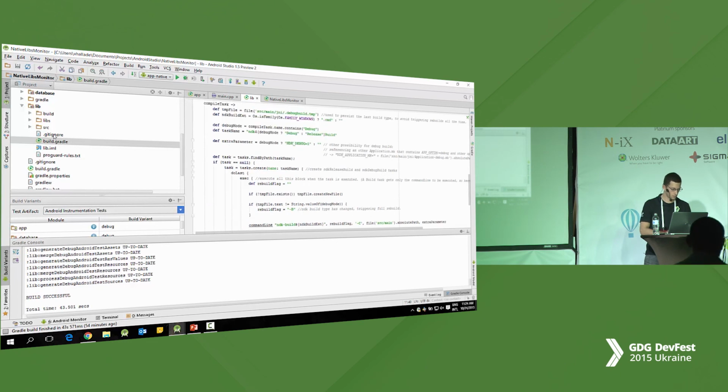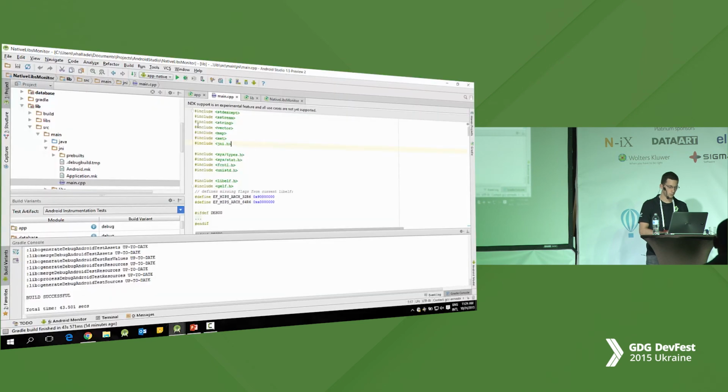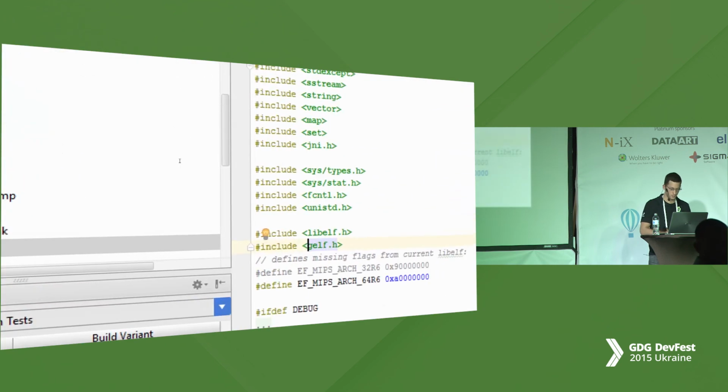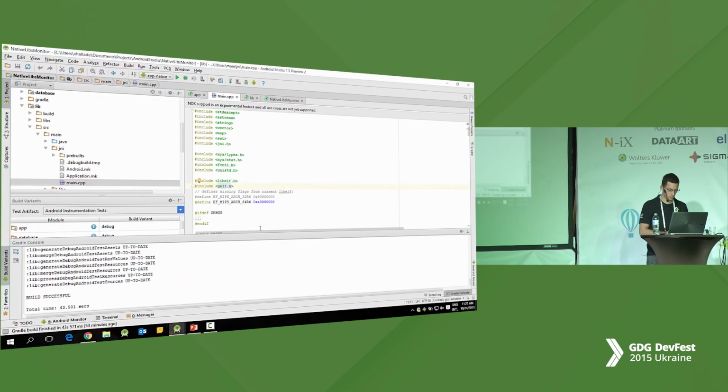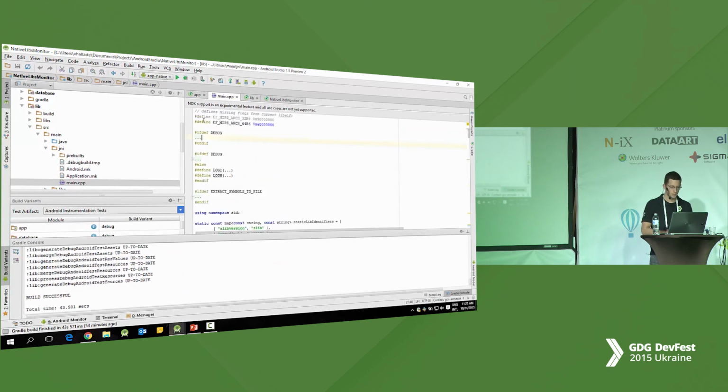But in any case, now if you look in src main JNI, where is my source? All the completion is working, even the inclusion of my external library is working. And I've got all the completion. So that's one of my use cases.